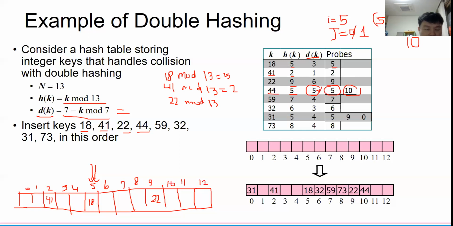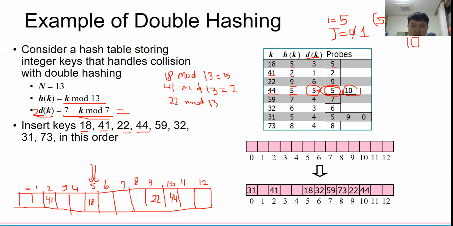So the result will be 44. The 44 will go in index 10, because once you check index 5 and it is not available, you check with the double hash step, which is 5, also not available. Then you increase j. In this case j was 1, so now we have 2. So if we have 2, then yes, we have the second probe, which is index 10.